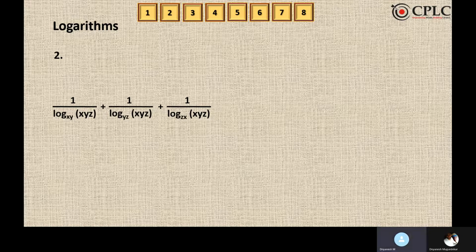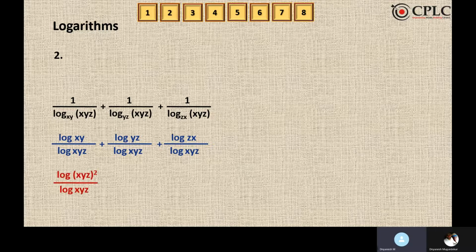Then all the denominators will flip and go up, and you will be getting log xy upon log xyz plus log yz upon log xyz plus log zx upon log xyz. All the denominators are the same, which is log xyz. That means the numerators should also be added, but in log we don't add, we will multiply. So when you multiply all the numerators, you will get log xyz the whole square upon log xyz.